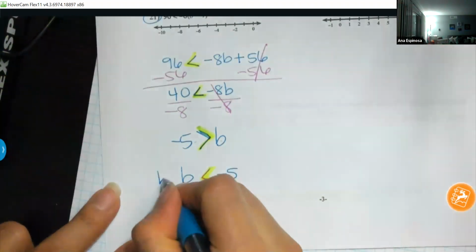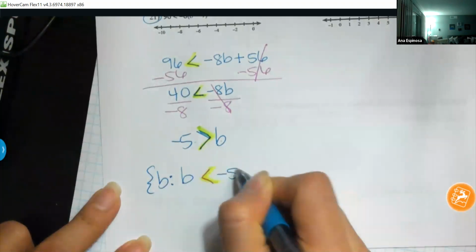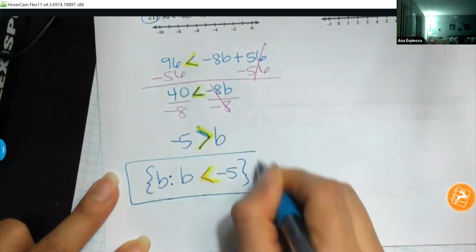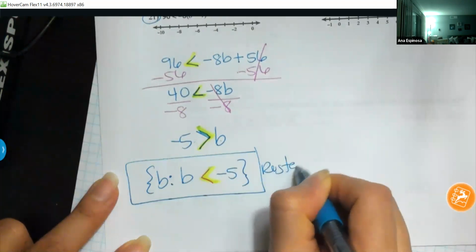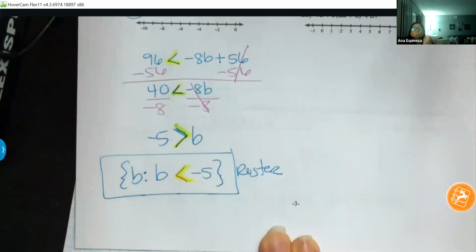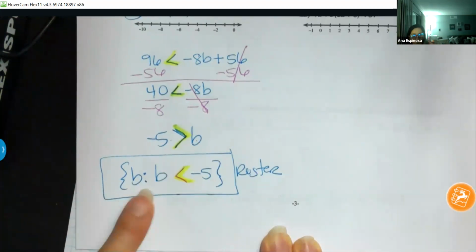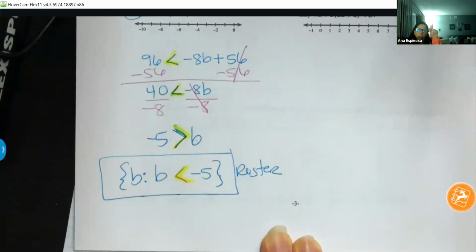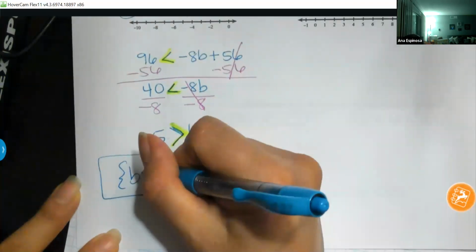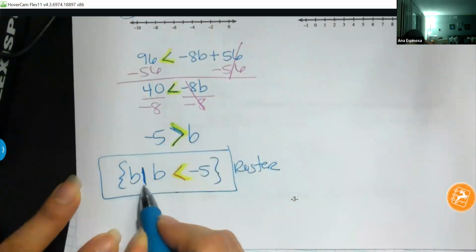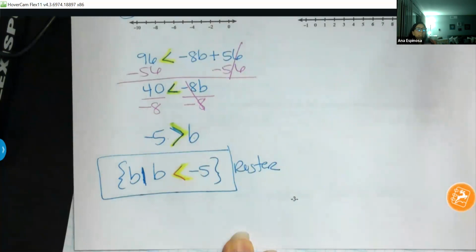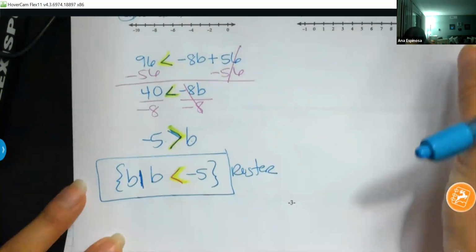Roster notation would technically be this. This is roster notation. Basically what you got with the variable first and b colon, or sometimes they have b with a line instead of a colon. And it just means b such that, they're basically stating that b is the variable in the answer. Okay, so let's graph that.